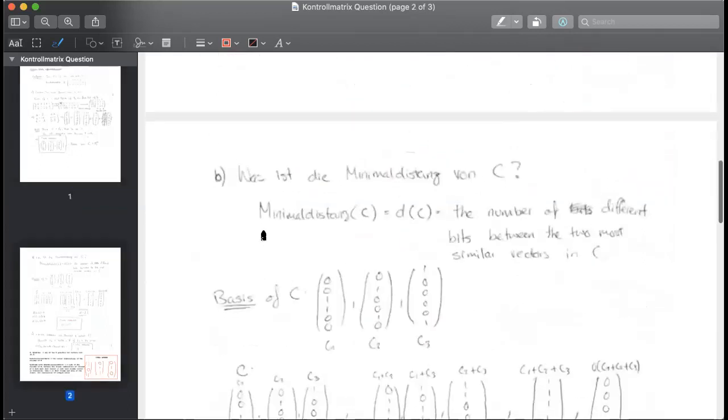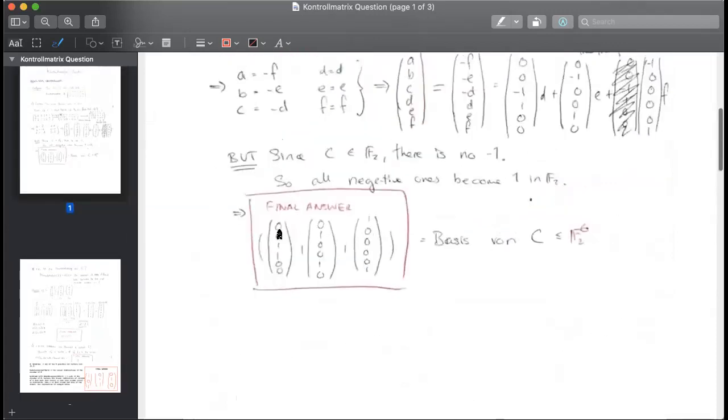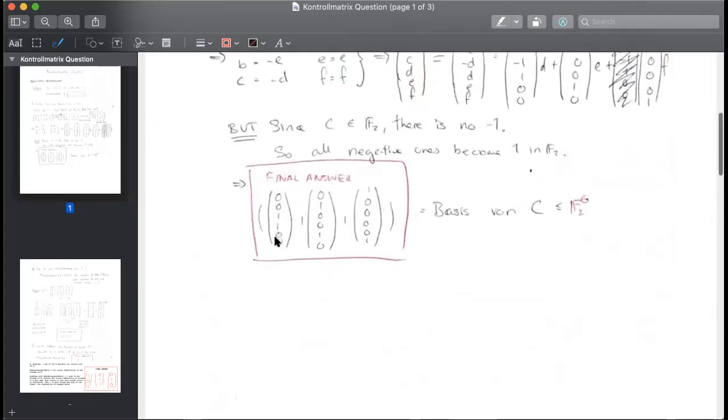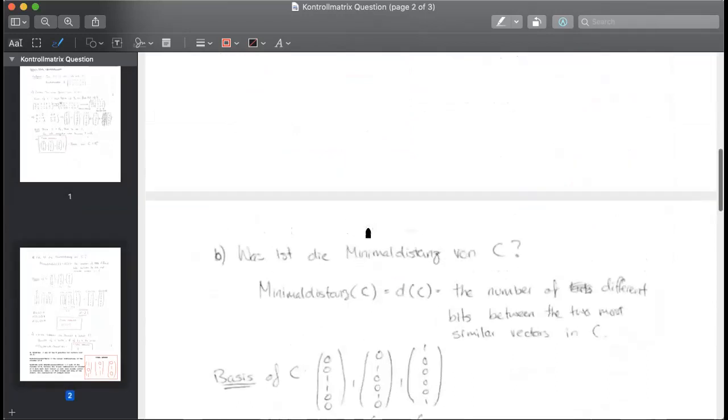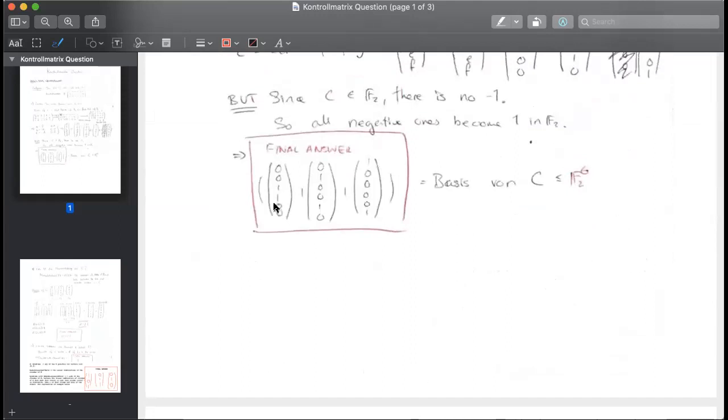The next part is part B, and they're going to ask for the minimal distance of C. First, let's think about what C is. C is the set of all vectors that you can build from these three vectors, because we said this is the basis of C. It's the set that you use to create all the vectors in C. You just have to think: how many possible linear combinations of the bases are there? That's going to be your entire set C.